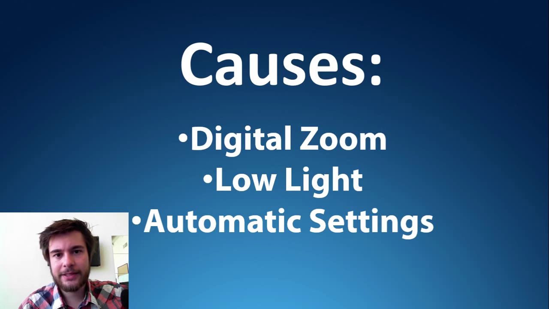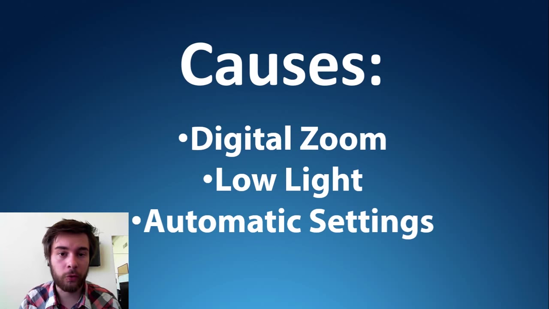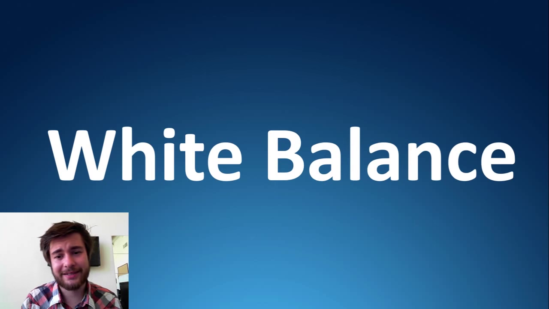And then finally, there's a lot of automatic settings. As I was saying, gain tends to be done automatically in cameras, especially in web cameras. And if you let them run rampant, they're going to destroy your video quality. Another example of automatic settings that cause problems is white balance.